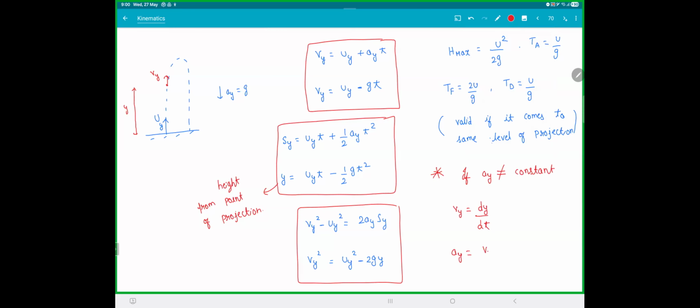Ay will be dvy by dt or vy dvy by dy. There, if a is not constant, you go back to your integration. You can put on the things in case you don't know any particular result there, but let's go ahead. All clear with the stuff? Yeah, great. Let's see a question.